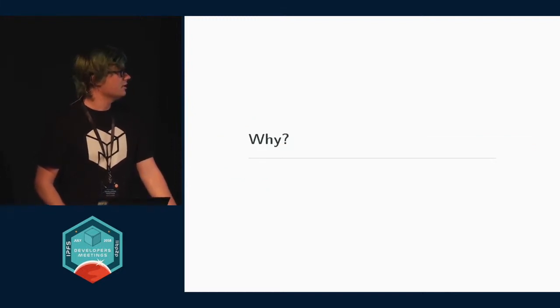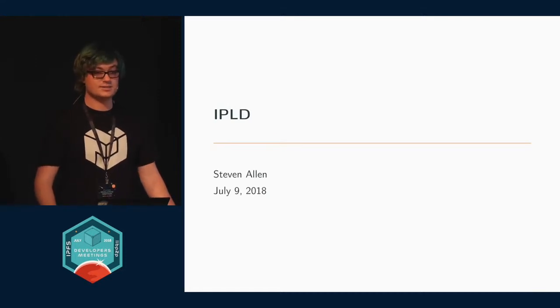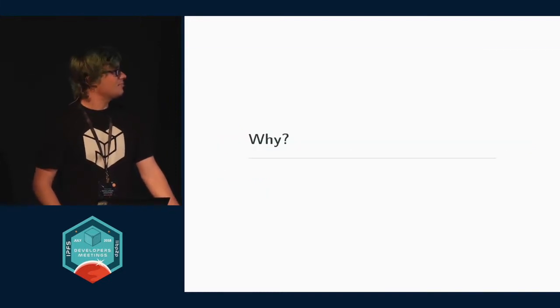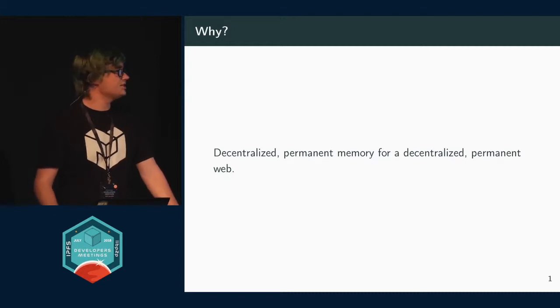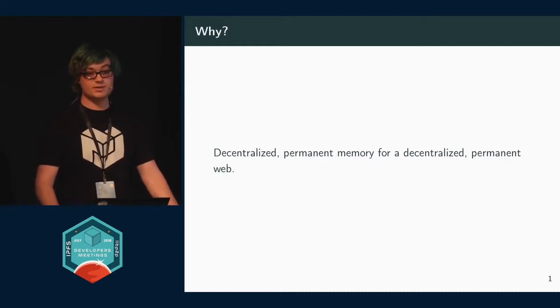IPLD is the interplanetary linked data system. That's the underlying system that we use for storing data and referencing data in IPFS. Why IPLD? Basically, it gives us a decentralized permanent memory for a decentralized permanent web.